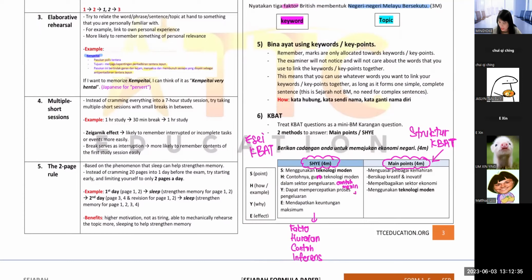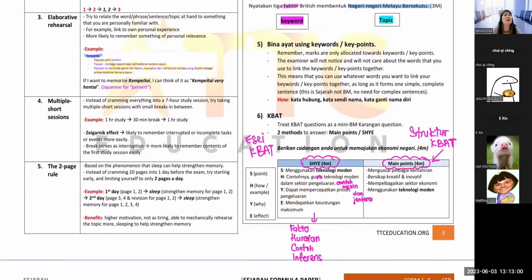Mesin dan jentera, like that. You can give like that. Contoh mesin dan jentera. Okay, then other than that, why? Untuk mempercepatkan proses pengeluaran, to fasten the process, and therefore supaya mendapat keuntungan yang maksimum. You understand? This is how you, in essay, get 4 marks.